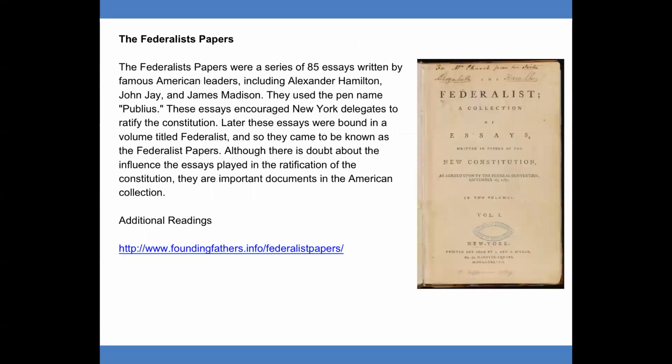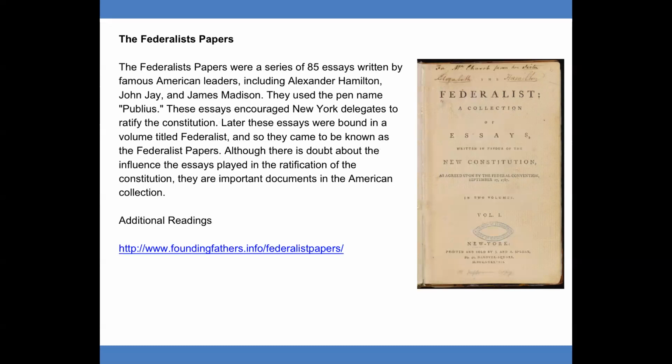The Federalist Papers. The Federalist Papers were a series of 85 essays written by famous American leaders, including Alexander Hamilton, John Jay, and James Madison. They used the pen name Publius. These essays encouraged New York delegates to ratify the Constitution.